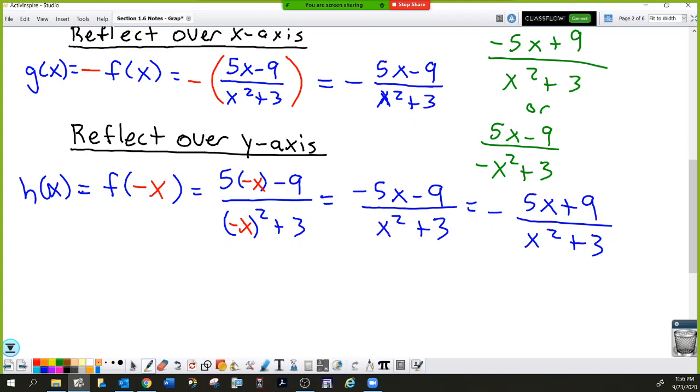So what we're noticing is that the only difference between reflecting over the x and the y is legitimately this symbol right here. Well, do you know why the bottom didn't change? Right, but more specifically, the bottom didn't change because x squared plus 3 is an even function. So it brings in a little bit of review.